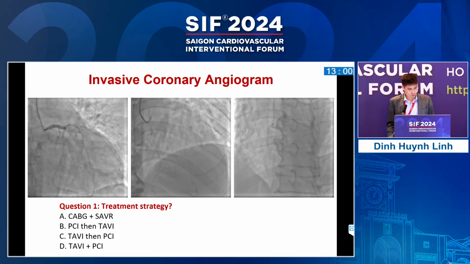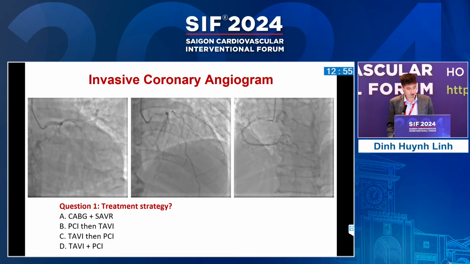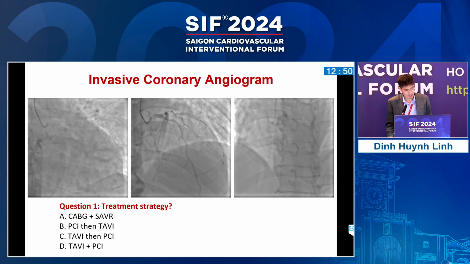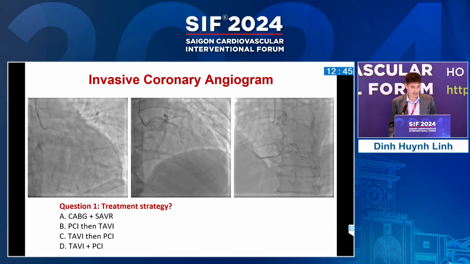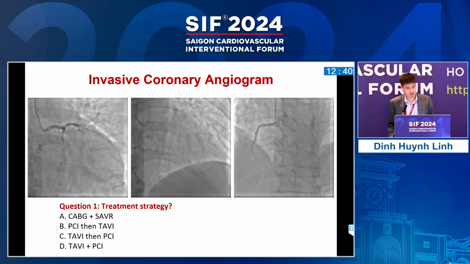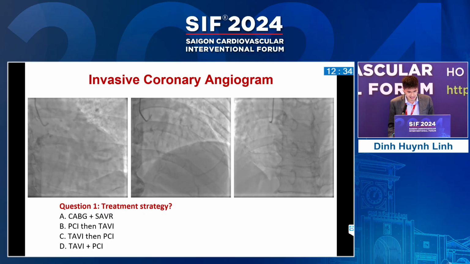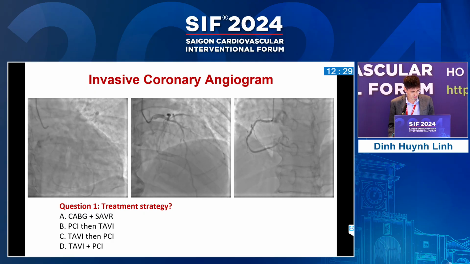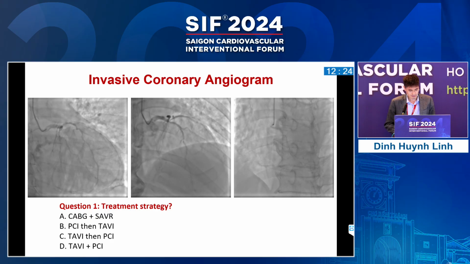So our first question is, what can we do? Do we do the CABG and surgical AVR, or do we perform PCI and then TAVI, or TAVI and then PCI, or TAVI and PCI at the same time? The problem is that if we want to do the coronary revascularization, we don't know the culprit. There is some haziness in the mid-LAD, but we are not sure that it was the culprit. The circumflex looks not very good, but it's not very bad. The flow is pretty okay in all 3 vessels.